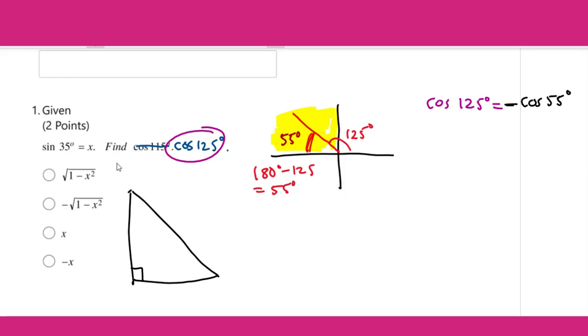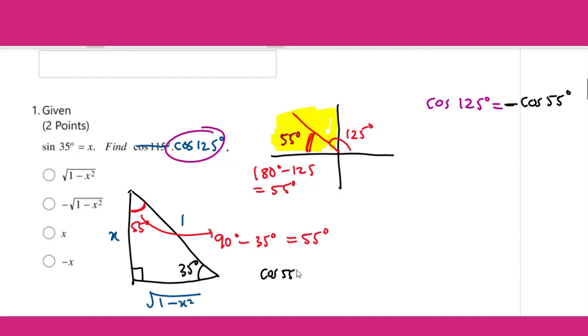Okay, triangle. Sine 35 is x over 1. By using Pythagoras theorem, this is square root of 1 minus x squared. So if here is 35 degrees, this angle is 90 degrees minus 35, which is equal to 55. So here is 55 degrees. So for cos 55 degrees, it is equal to x over 1, which is equal to x. So it is equal to negative x. That is negative x. So the answer is negative x.